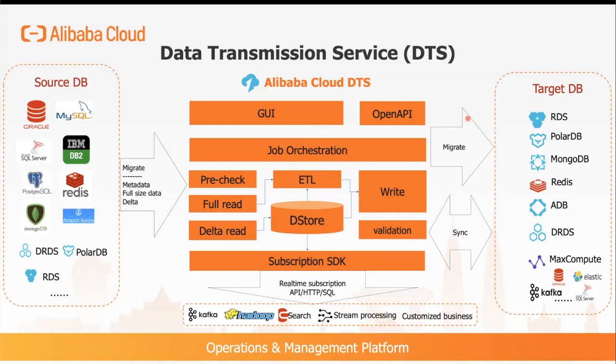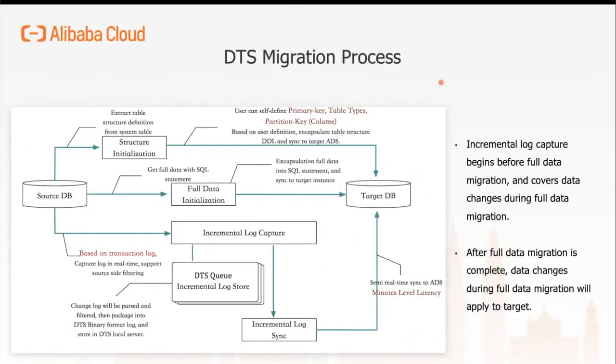It supports incremental changes as well, so you can migrate the data even when there is traffic hitting your source database. So effectively, you can bring your Redis database to the cloud, or you can bring your MySQL to RDS or PolarDB. This is how the DTS migration process works.